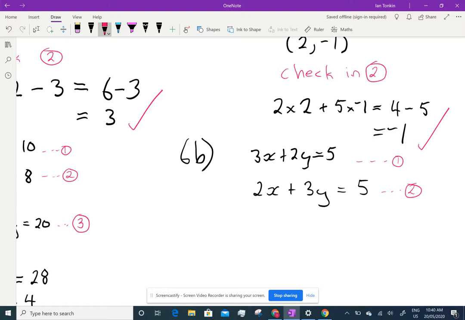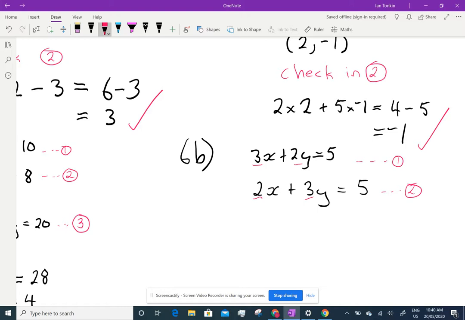Okay, what do I want to eliminate? Well, none of the coefficients are the same. I've got a 3 and a 2 here, and a 2 and a 3 there. I could go either way. It's not hard to eliminate the x's or eliminate the y's, but I'm going to eliminate the y's.